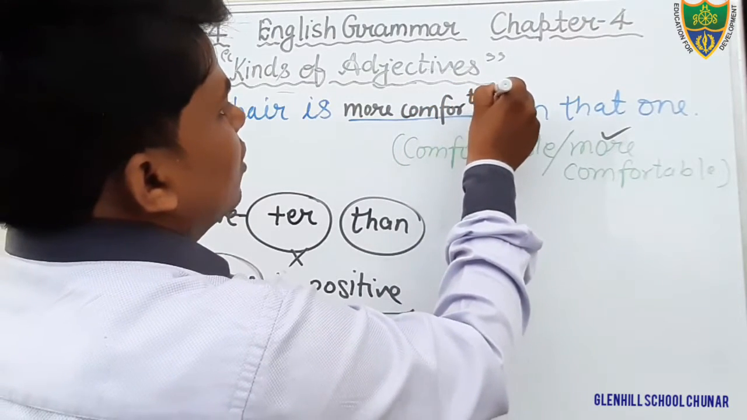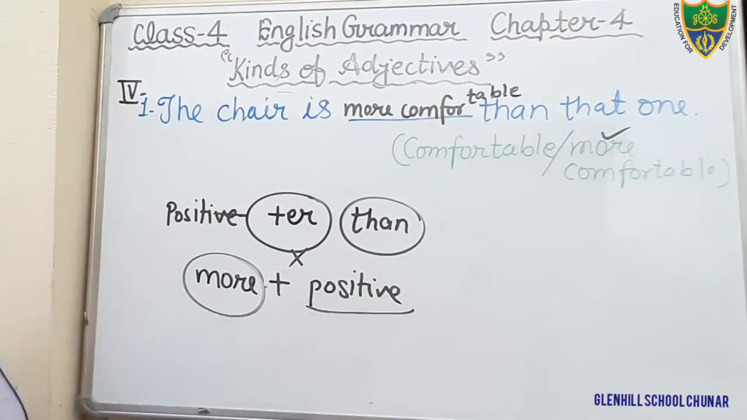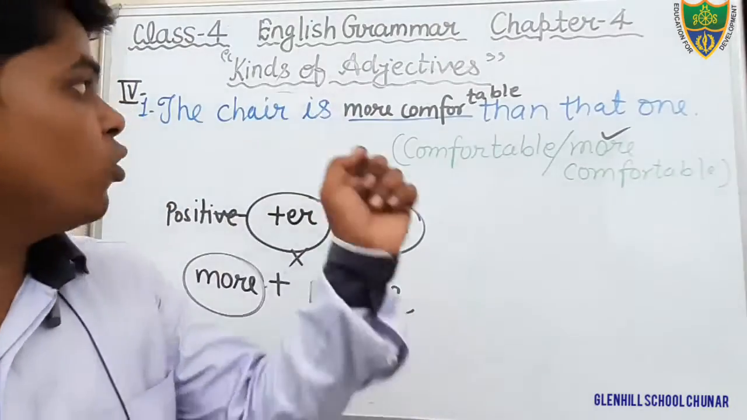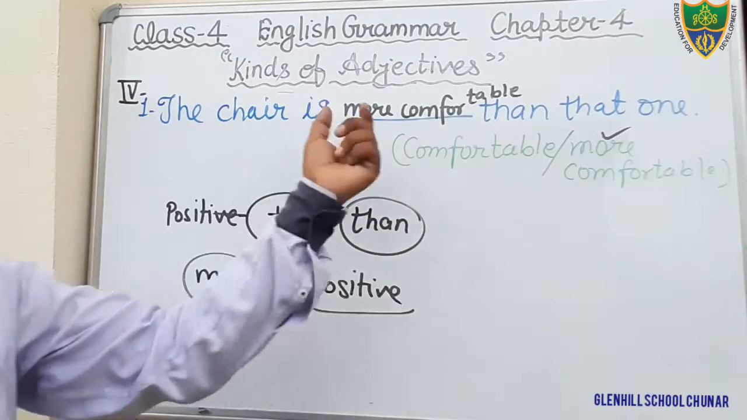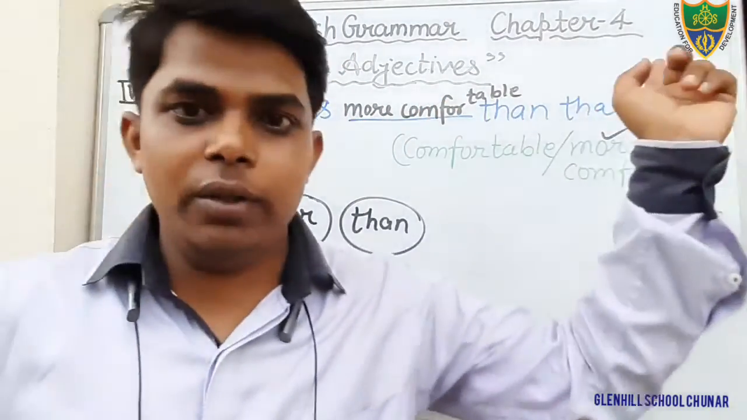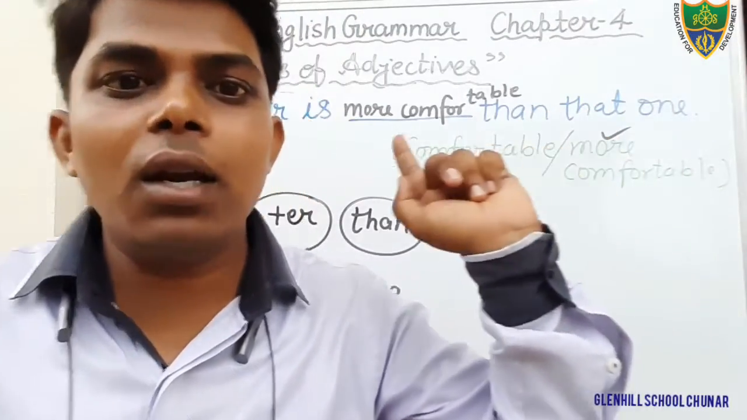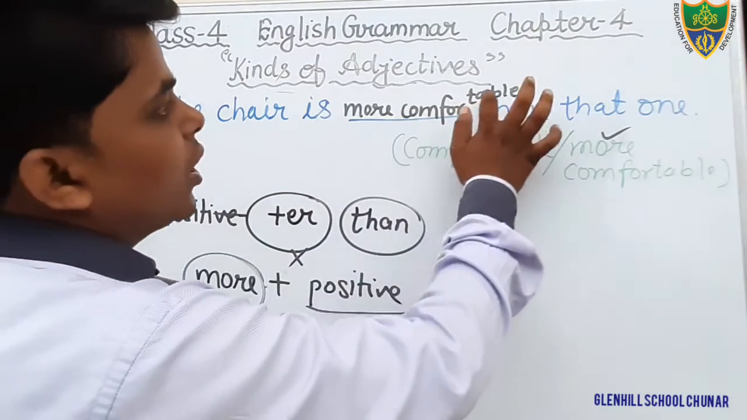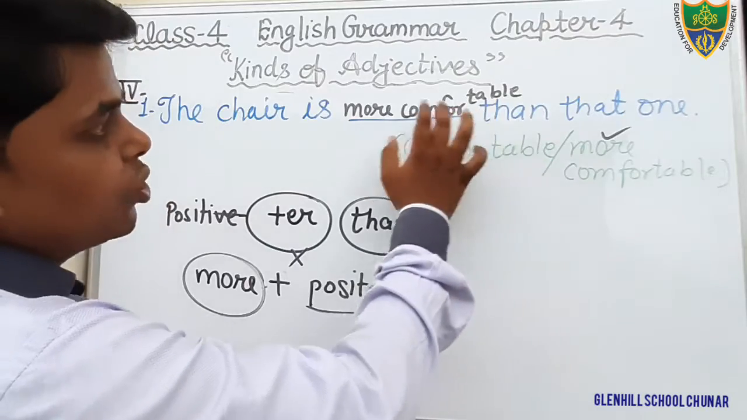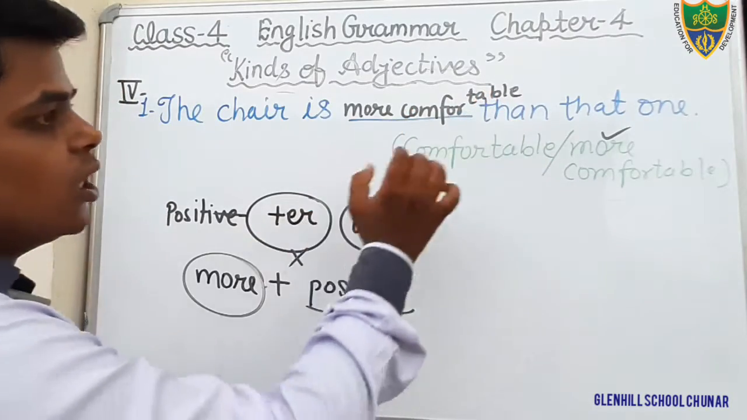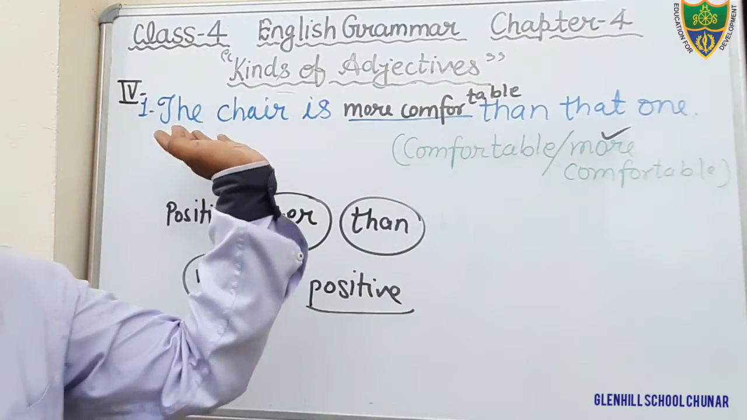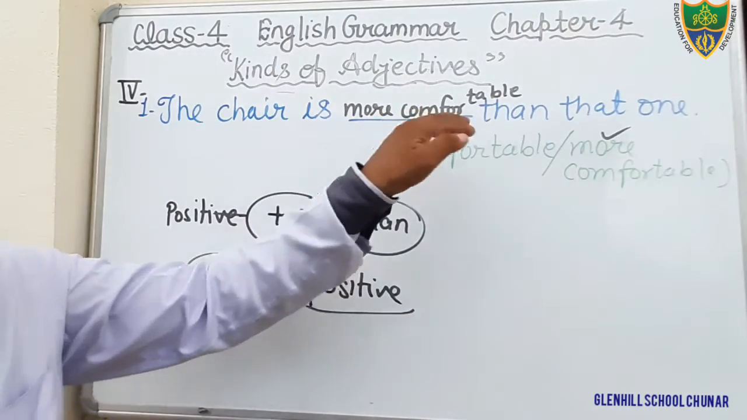I am writing here, you will write. Okay, from your book it is given already. So what would be the sentence? The chair is more comfortable than that one. Okay, that is the suitable and correct sentence. I have written here comfortable because there is not enough space. Therefore I have written just above that word. So the correct sentence will be the chair is more comfortable.